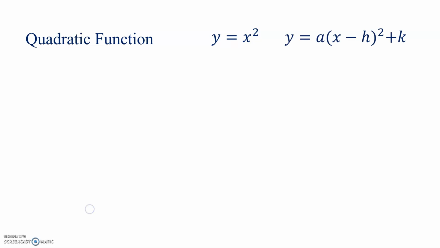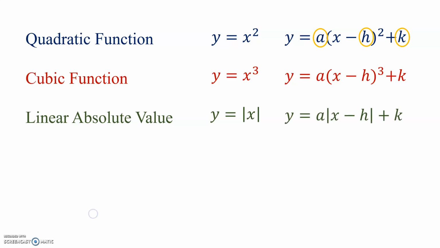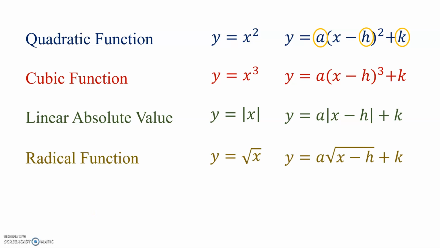And what we did is we wrote it in vertex form, which has us including both an a, an h, and a k. It's going to be important for you to understand the impact of each of these three because we can actually convert all of this to all the different other parent functions. So like the cubic function, y equals x cubed, but it could actually be rewritten in the same form: a times (x minus h) cubed plus k. We could do the same thing with linear absolute value: y equals a times the absolute value of (x minus h) plus k.